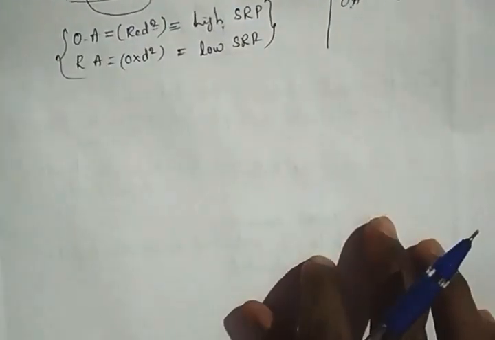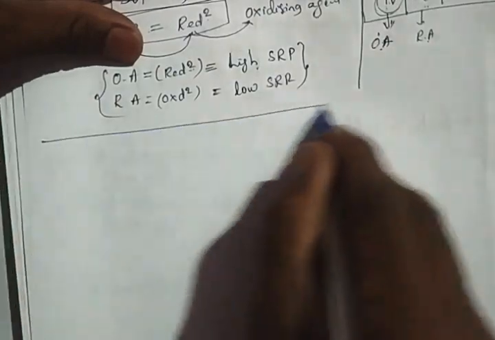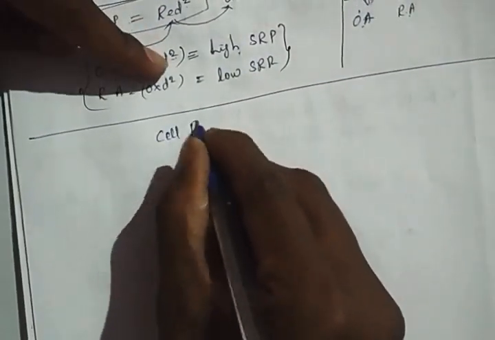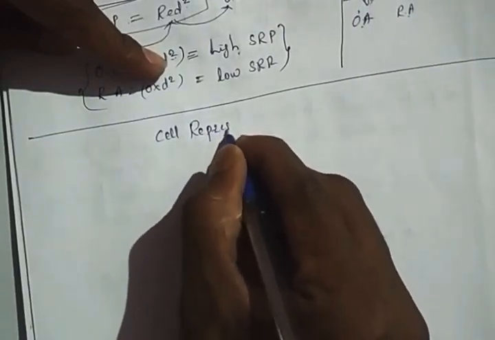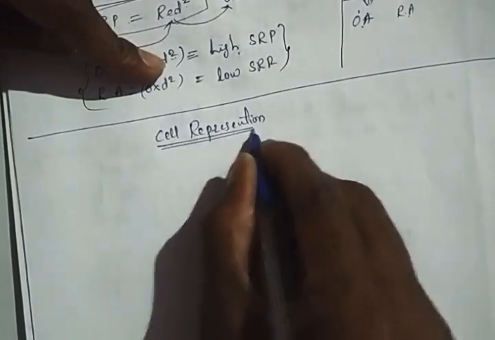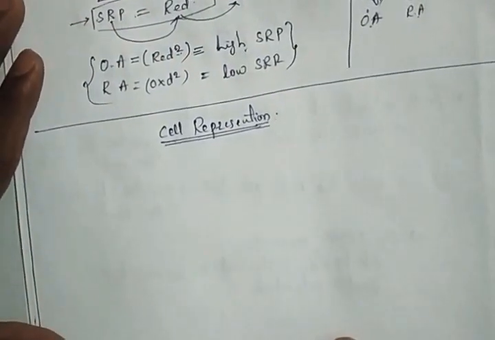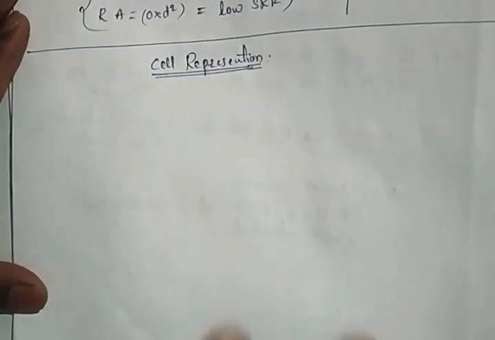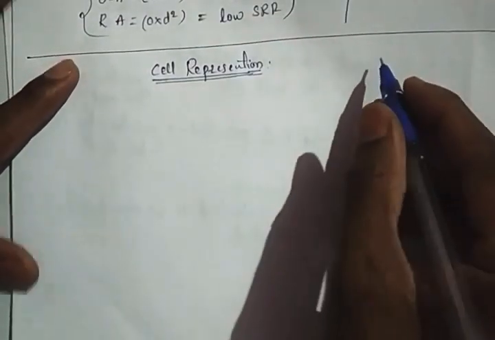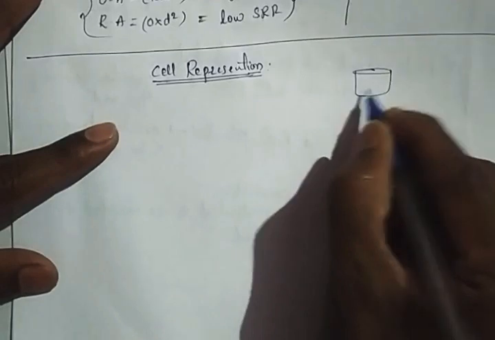Now let's move to the next concept, representation of a cell. The next concept is cell representation. The simple concept is how to represent a cell. As you know, the DNA cell, we have studied the construction and working of the DNA cell. The DNA cell consists of 2 beakers.